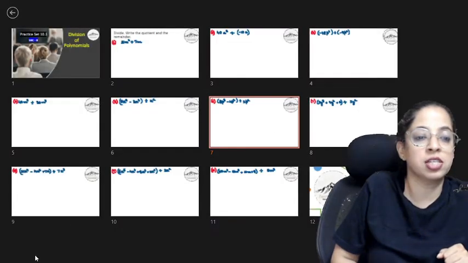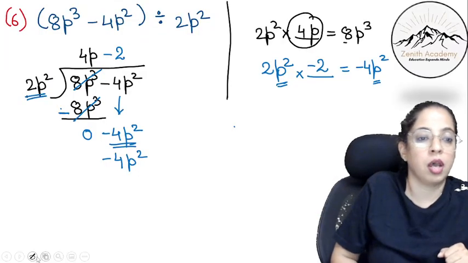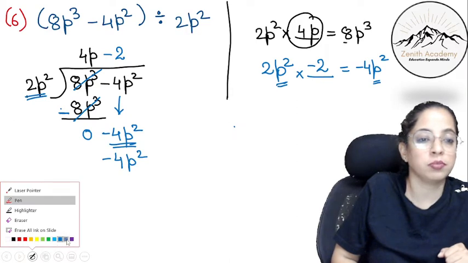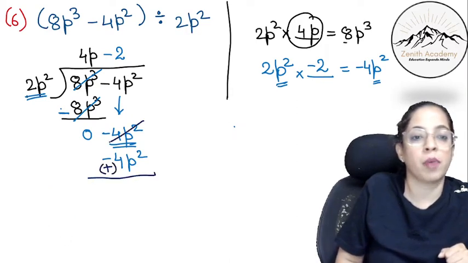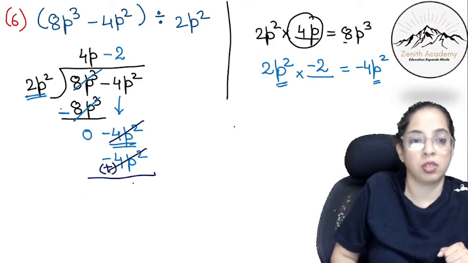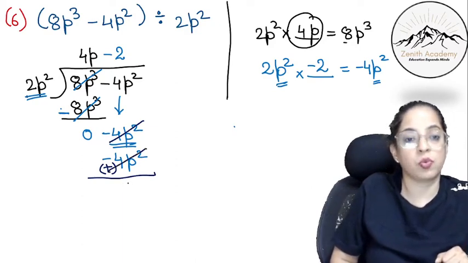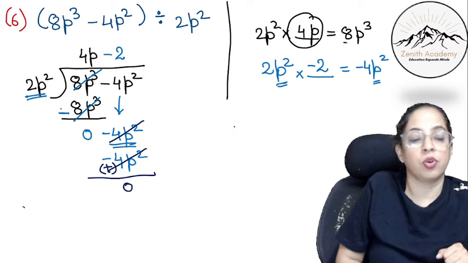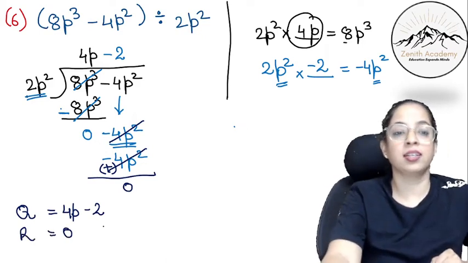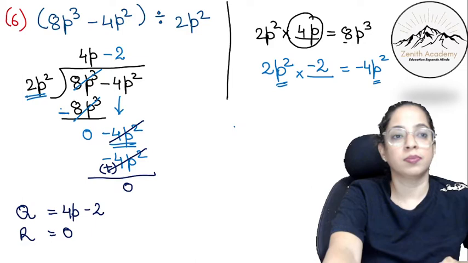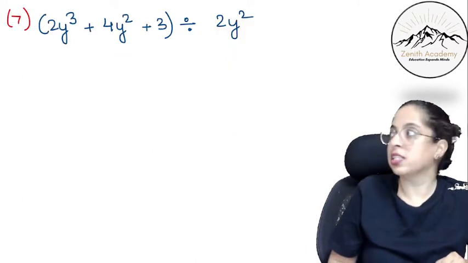Now you change the sign. Change the sign. So minus becomes a plus. So minus 4p square plus 4p square gets cancelled. You get a 0. So quotient is equal to 4p minus 2 and remainder is equal to 0. Correct? Have you all understood? Let's go ahead with the 7th question.